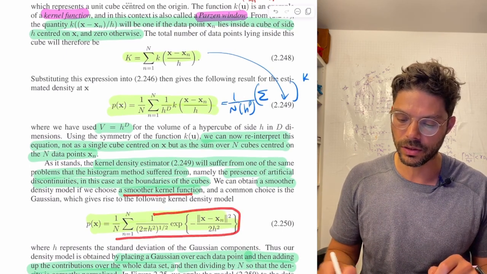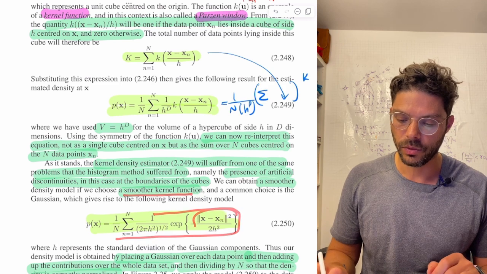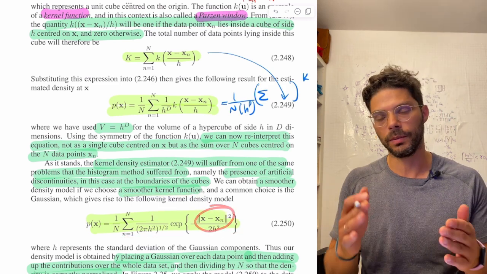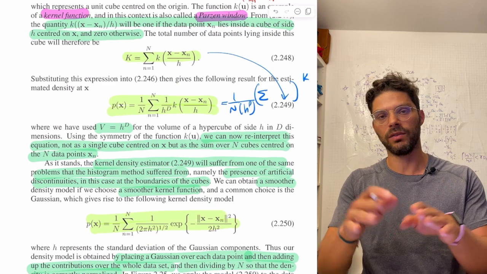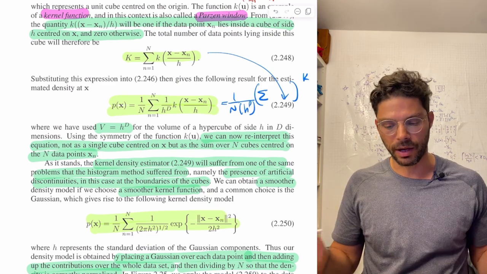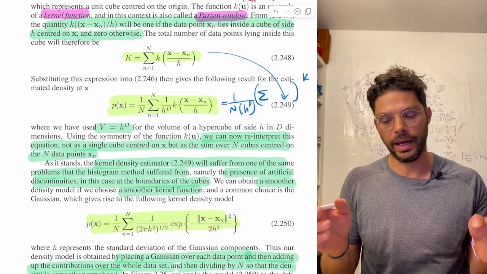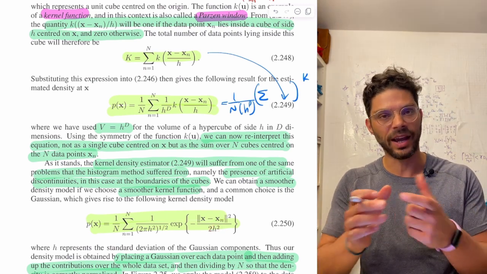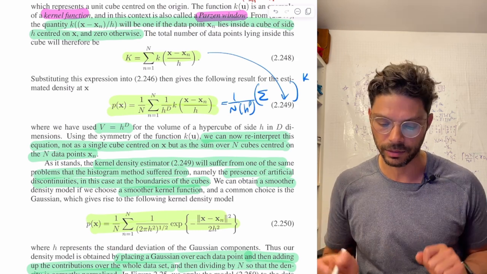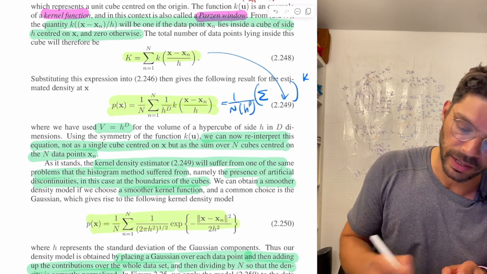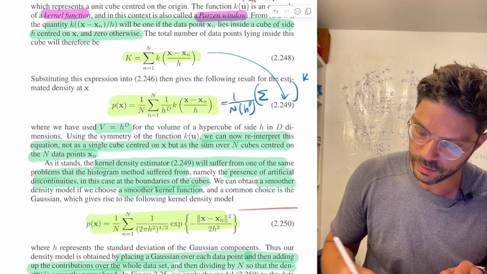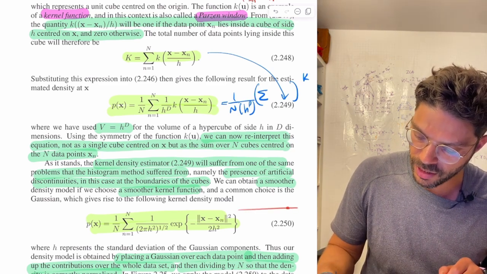And the natural idea is to smoothen this, and we use another kernel function, the Gaussian. So now, look at this. It's no longer a 0 or 1 case. It's a smooth drop off, determined by h. H is now the standard deviation, but again it has the same role as a scale.